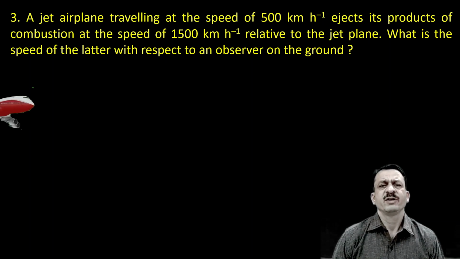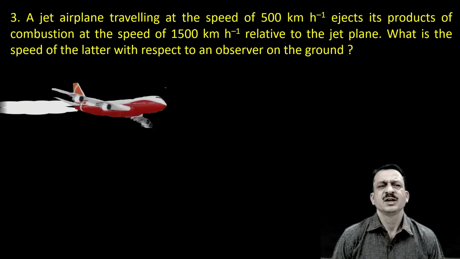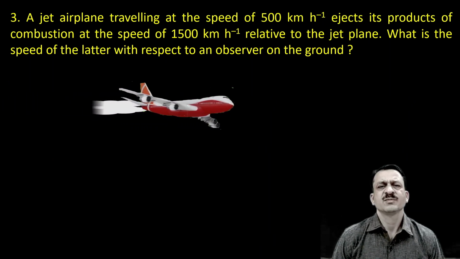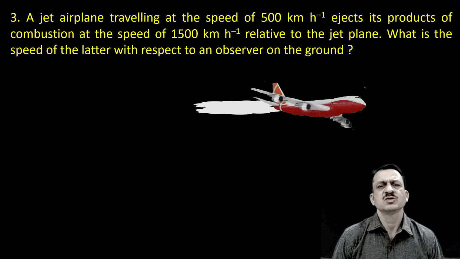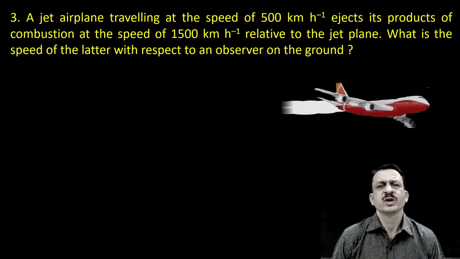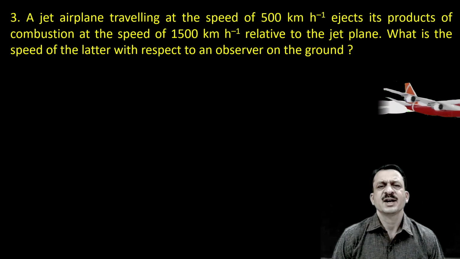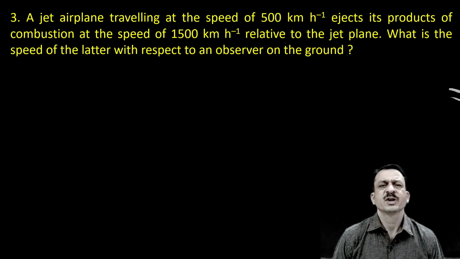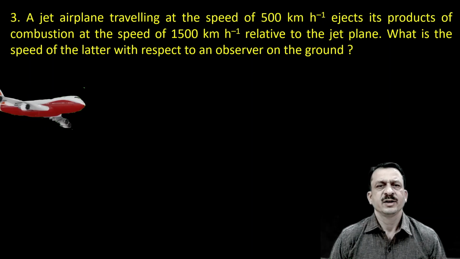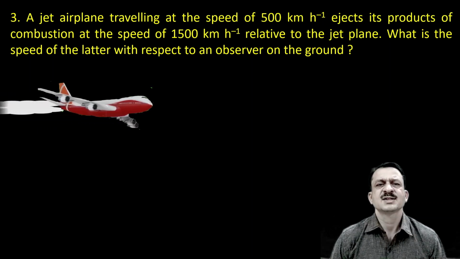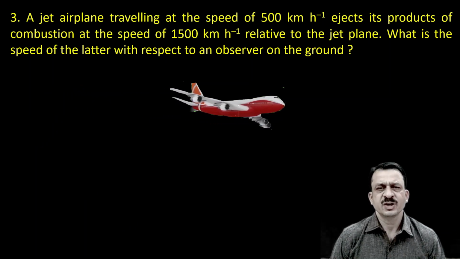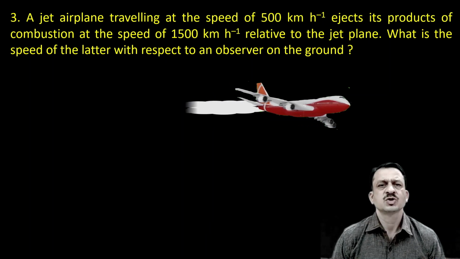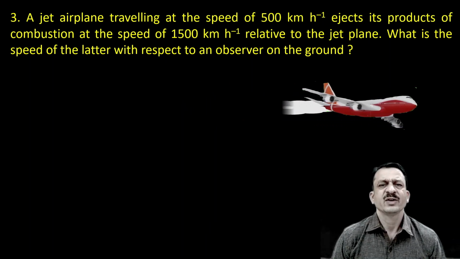Now look here, we have an aeroplane which is moving in the forward direction. It is taken as positive. At the meantime it is emitting the exhaust gases in the opposite direction. Aeroplane speed is given 500 km per hour and exhaust gases are 1500. Since exhaust gases are moving in the opposite direction, we will choose its velocity as minus. Once again, the aeroplane is moving in the forward direction and the combustion gases are moving in the backward direction. Forward motion of the aeroplane is taken as positive and the backward motion of those gases is taken as negative.